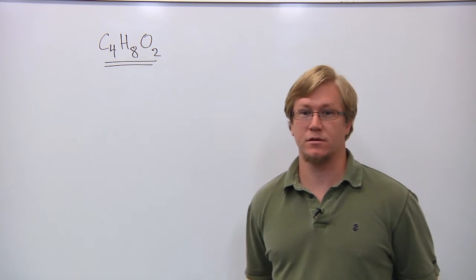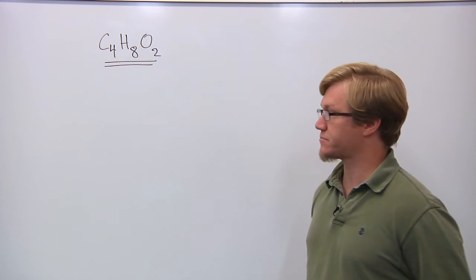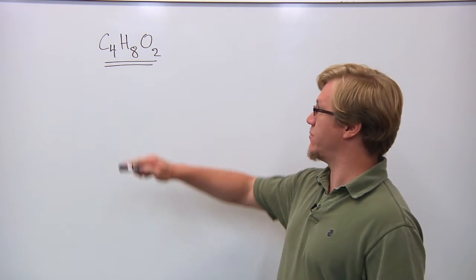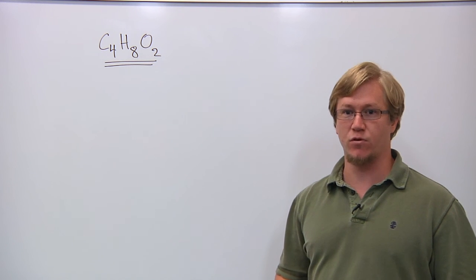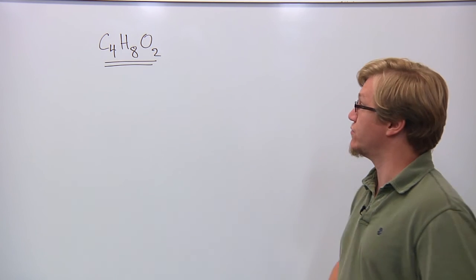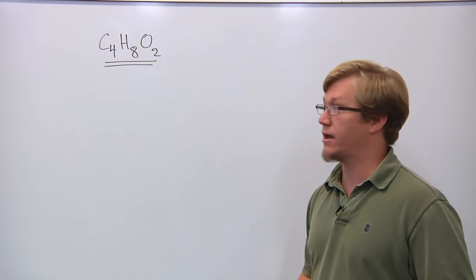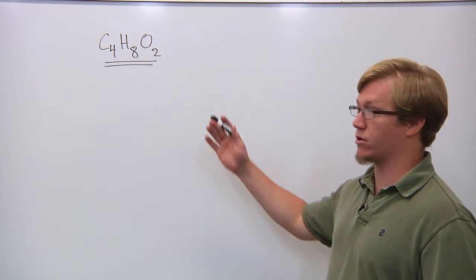For our next exercise, we're going to be looking at isomers. We are going to examine this molecular formula, C4H8O2, and look at some of the possible isomers that can be found using this formula. The first thing that we want to do when trying to find isomers using this formula is to determine whether or not there are any double bonds or ring structures in this molecule.